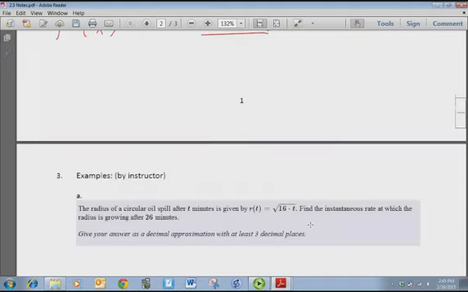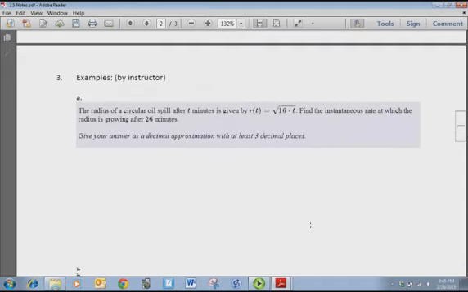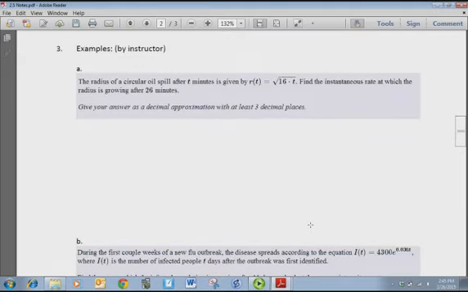Alright, let's look at some applications. The radius of a circular oil spill after t minutes is given by r of t equals square root of 16 times t. Find the instantaneous rate in which the radius is growing after 26 minutes. Instantaneous rate means derivative. So we need r prime. But let's change our r of t to make it derivative friendly. This is just 16t to the 1/2 power.